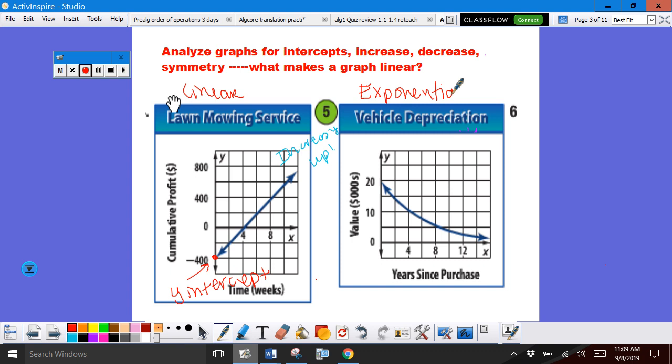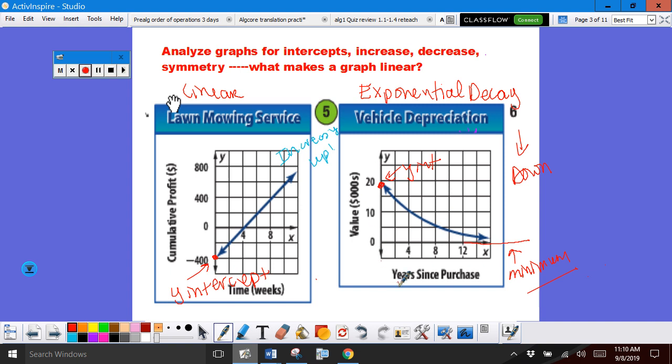And this one is actually an exponential decay because it's going down. You can see how it curves, and it's going to start here. It's going to have a y-intercept, and it's going to come down and be approaching a minimum, which means there's going to be a bottom. And in this case, it would be approaching 0. So look at what's happening. This is vehicle depreciation, which means the value of the car is decreasing as time goes on. So as the more years pass, the more my value decreases.